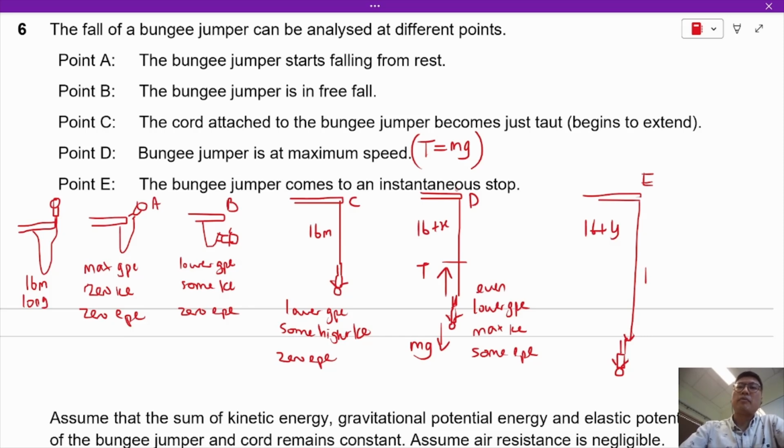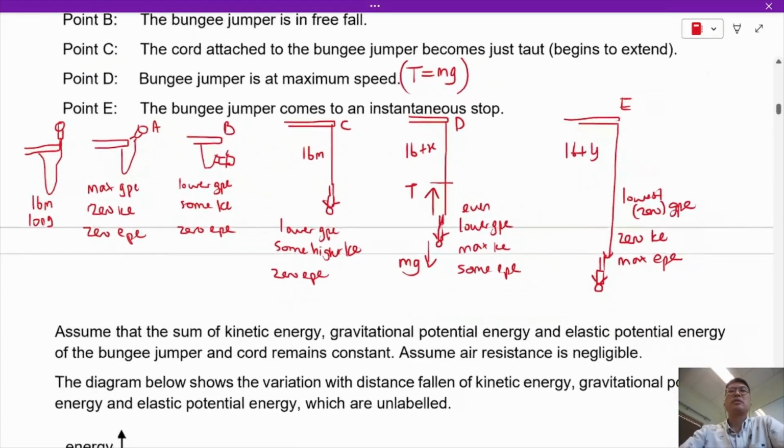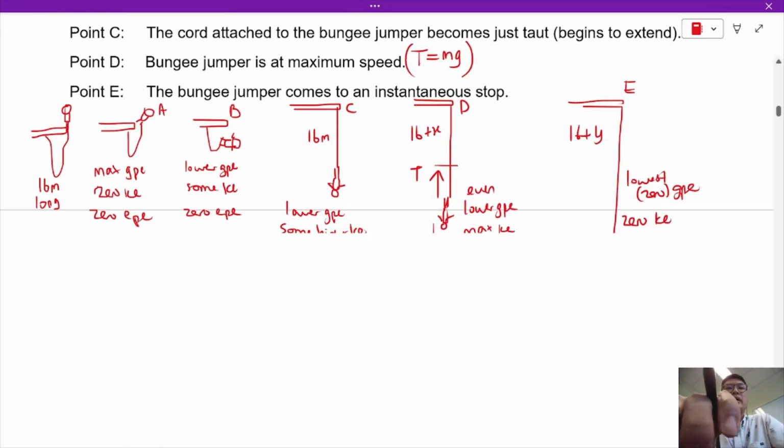So over here, we have the lowest or 0 GPE, and then we have the 0 KE, and then we have the maximum EPE. Okay, so just take a look at this diagram, and then take a look at how the EPE changes.